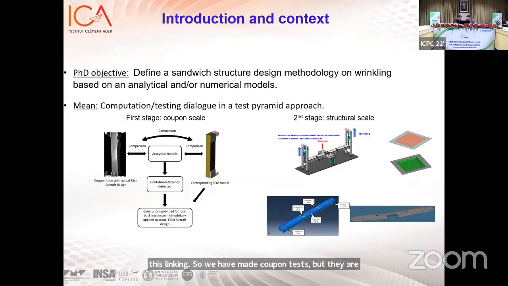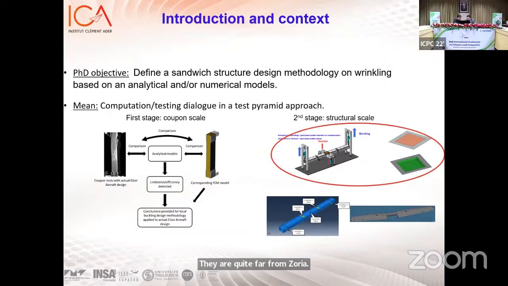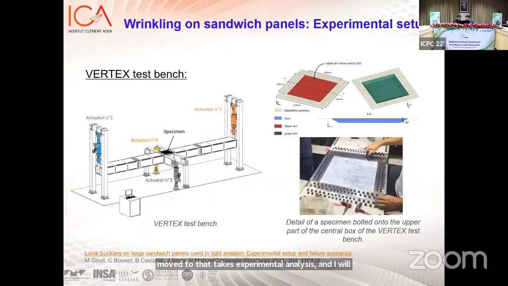They are quite far from the real structure. And so we have moved to a vertex experimental analysis, and I will develop it. So first, the vertex test bench. I made the design many years ago, and the purpose is to test aeronautic composite structure under multi-axial loading. So we put the specimen on the central box.